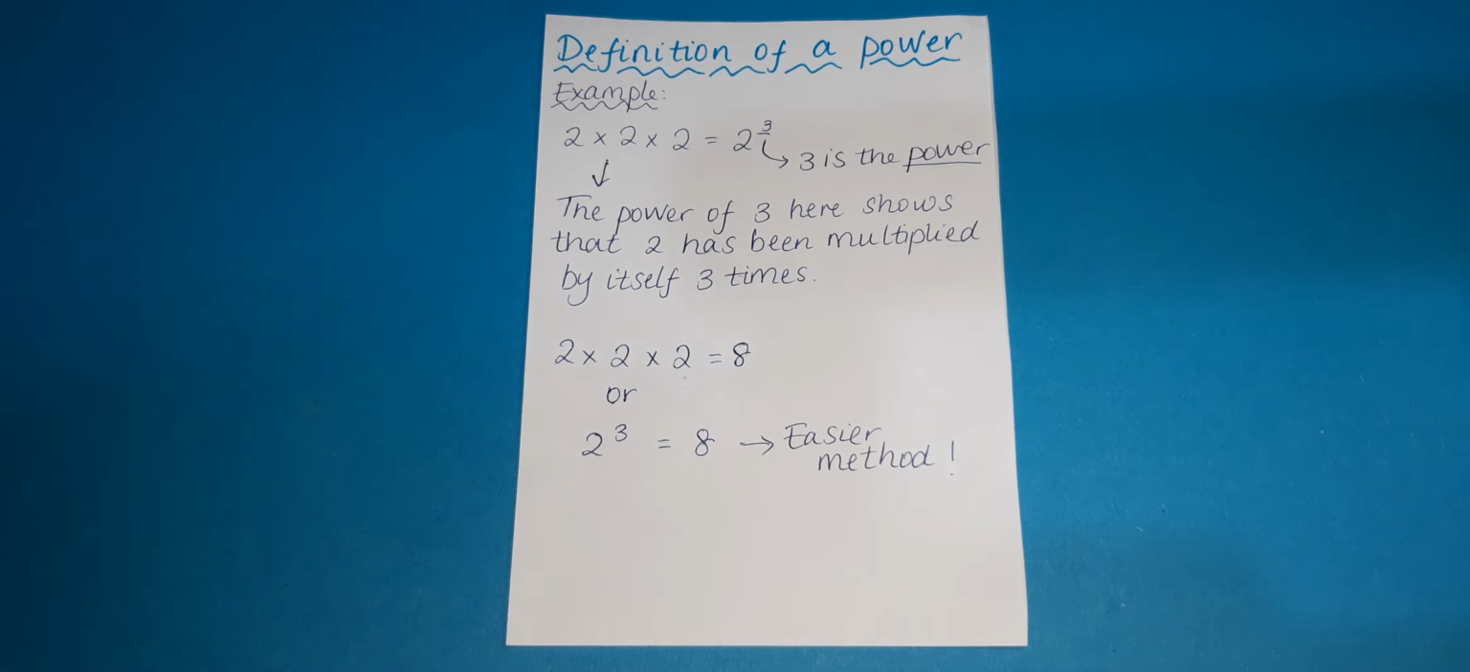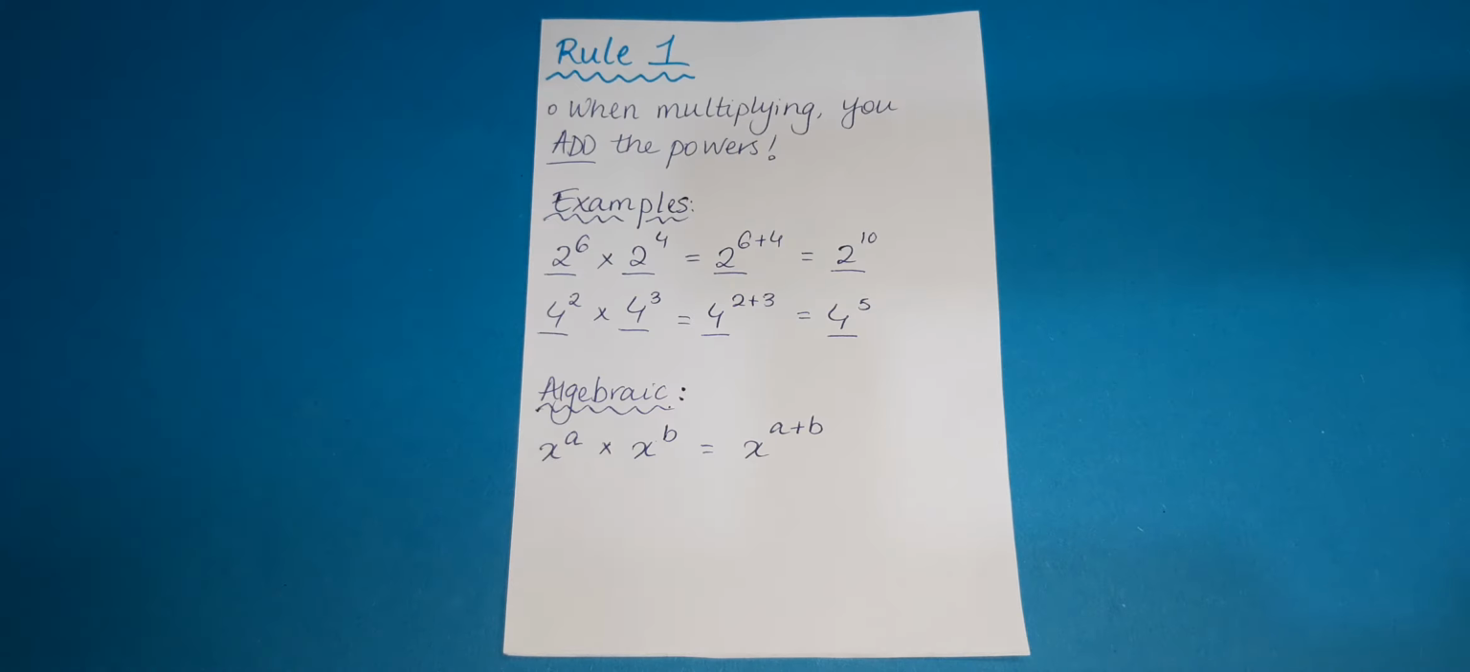So as we can see, it says 2 times 2 times 2 is equal to 2 to the power of 3. Now in this case, the power is 3. And it shows that 2 has been multiplied by itself 3 times. Now we know that 2 times 2 times 2 is 8, but an easier way of writing it is 2 cubed. So that is what power is.